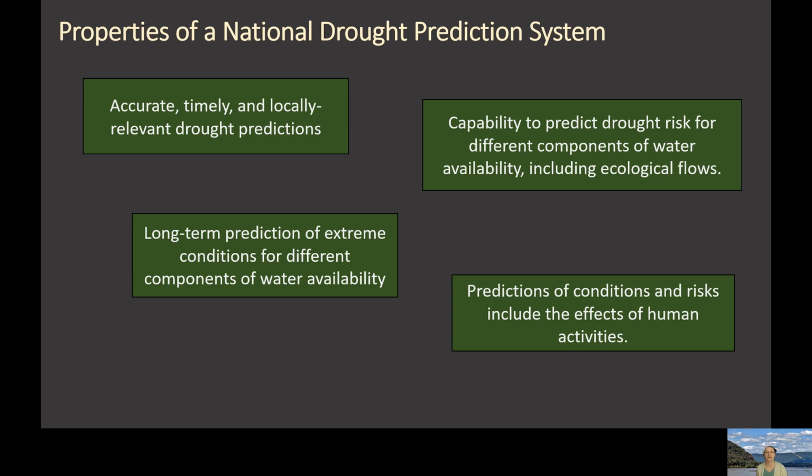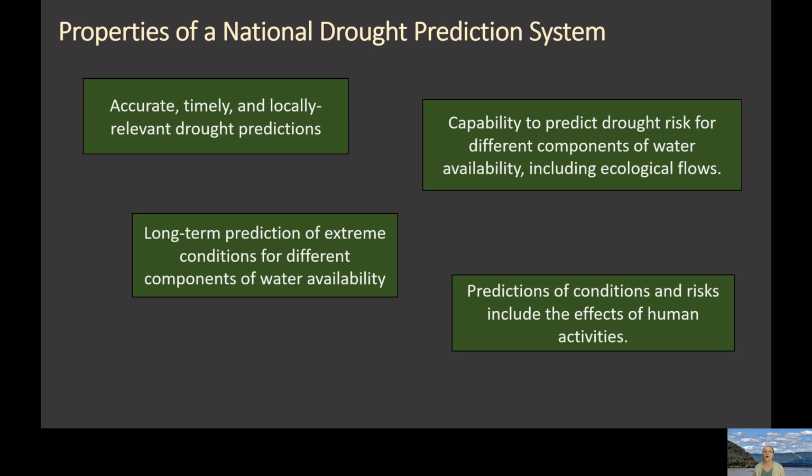We also want the capability not just to predict particular drought metrics, but we also want to be able to convey drought risk. So the probability of a particular metric entering into drought would be something that we may want to convey for different components of water availability as well, including ecological flows.